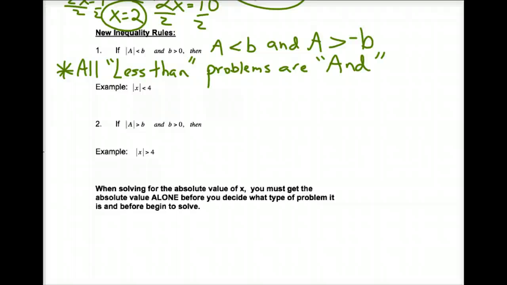Now, watch how a less than problem works. Everybody, or somebody, read that problem to me from left to right. Kevin. Go ahead, Sean. The absolute value of x is less than 4. I want everybody to think of an x whose absolute value is less than 4. Make up one answer off the top of your head.